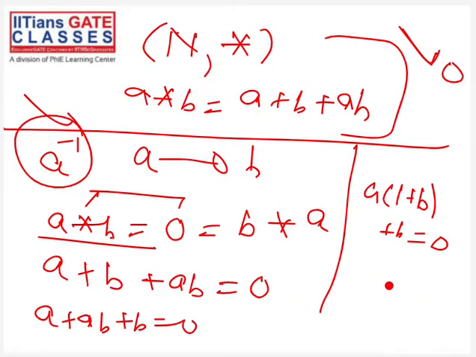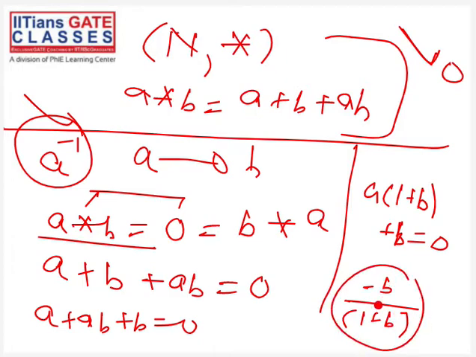So actually this means that you need some element like this in your set: minus B divided by 1 plus B. This kind of element you need in your set. Of course this kind of element cannot exist because we know that this B is positive, because our base set is natural numbers. So this complete number is actually negative. So we can say that inverse does not exist for A.